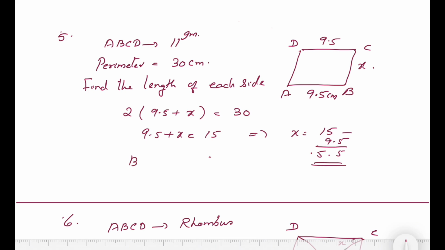So the other side BC is equal to 5.5. AD is also 5.5. The opposite sides are equal.